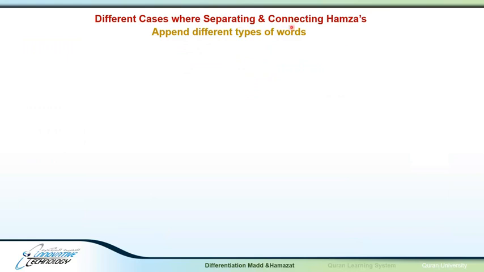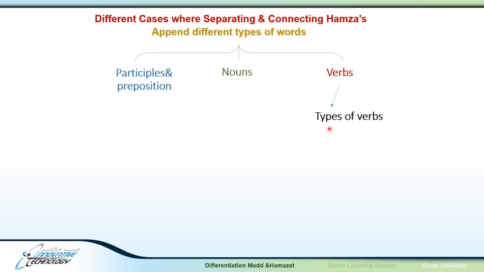Both the separating and the connecting Hamza could append different types of words and therefore lead to different cases. So let's look at these different cases. In Arabic, words could be classified into three types. The first type is ahruf, participles and prepositions. Second type is asma, nouns. And the third type is af'al, verbs. Al-af'al, verbs, are further classified into several types on the basis of when the verb took place: past tense, fi'lun madi, present tense, fi'lun hadir, or command tense, fi'lu amr.